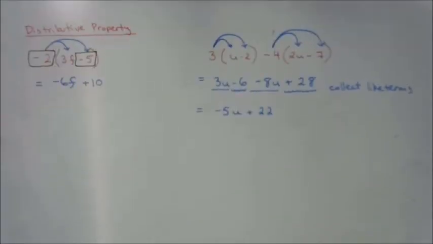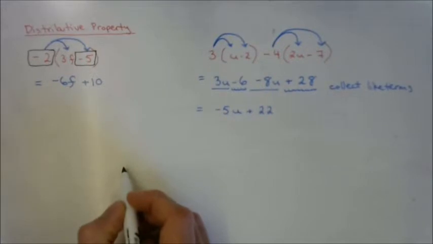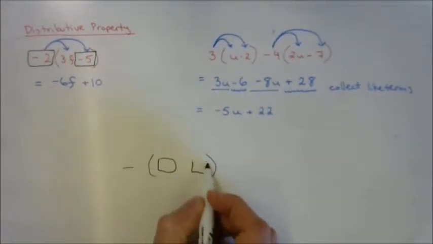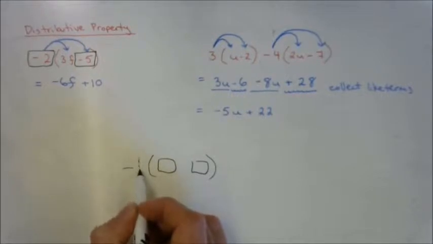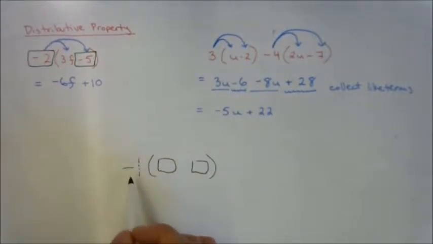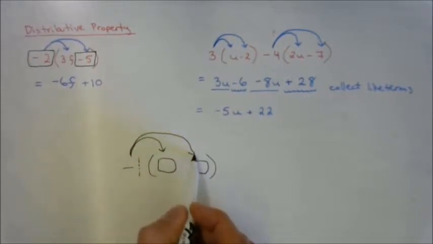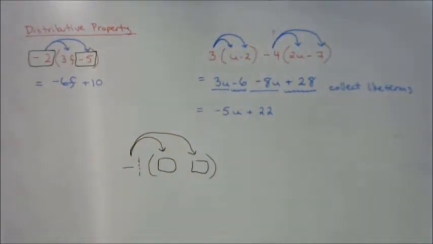Okay? In the example for C, there's a minus in front of that polynomial. So you've got a minus sign and a polynomial with two terms. Yep, there's an invisible 1 there. That means this negative sign gets distributed to this term and this term.